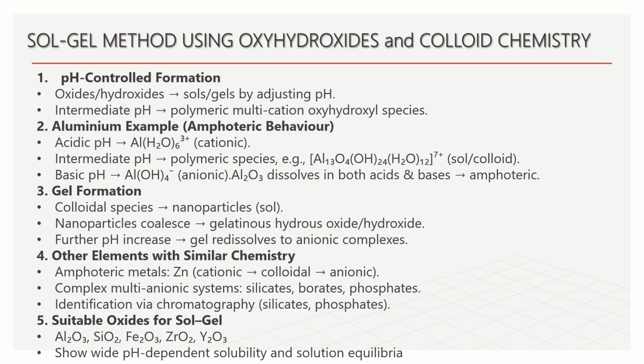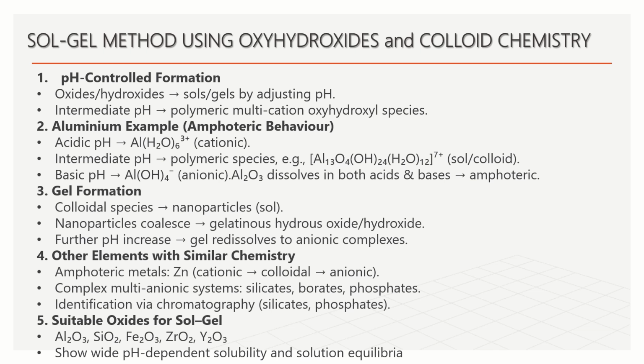At intermediate pH, large polymeric aluminium clusters appear. One famous example is the big Al13 polycation, which is listed here in the slide, and these multi-metal clusters form a colloidal sol, a liquid containing tiny nanoparticle species.